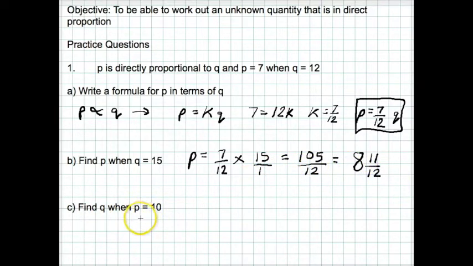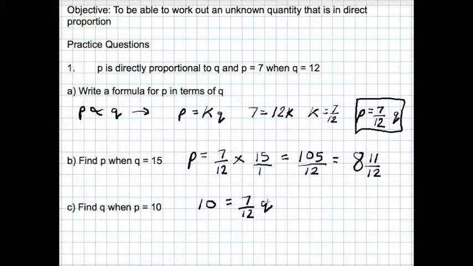Part C then. Slightly harder. We're now going to replace the P in our original formula with 10. So this time I get P is 10, so I write 10, and that now equals 7/12 of what Q is.